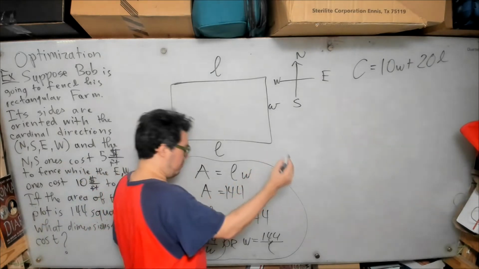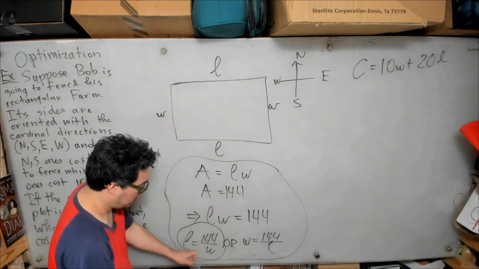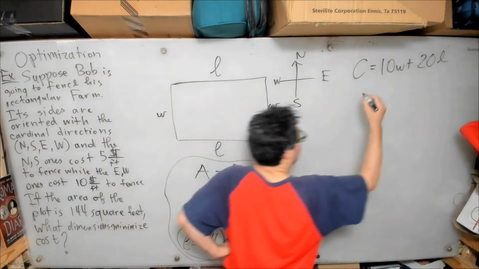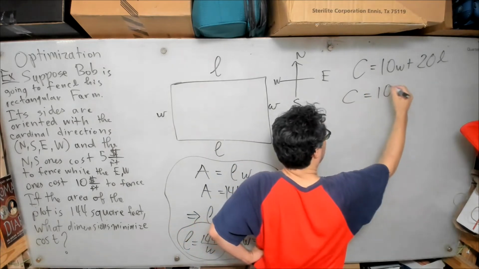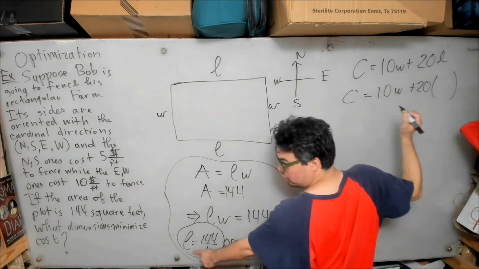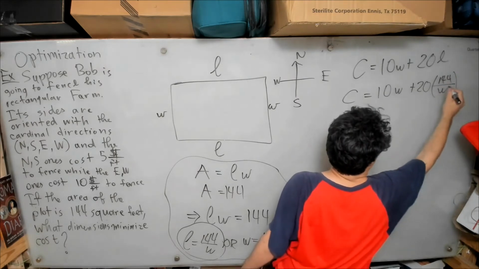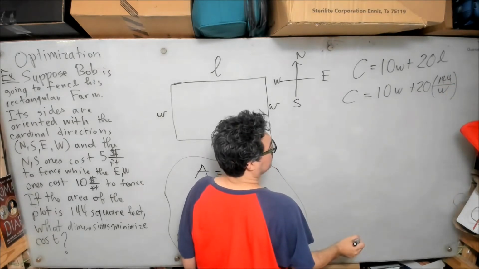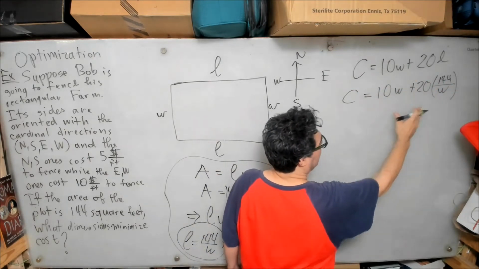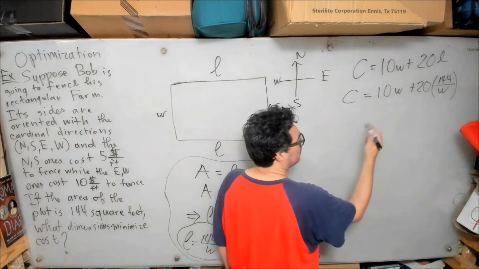Anyway, let's continue. As I mentioned, we're going to replace L in our cost equation with 144 over W. So let's do that here. Our cost is now going to be 10W plus 20 times, what is L? It's 144 divided by W. Now you can see this is all in terms of W. And in fact, there's a 10 in front of the W here, and 20 is 2 times 10, so we'll be able to factor a 10 out to make it look easier for us.